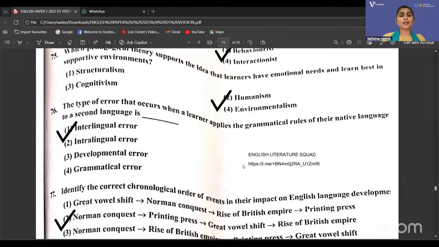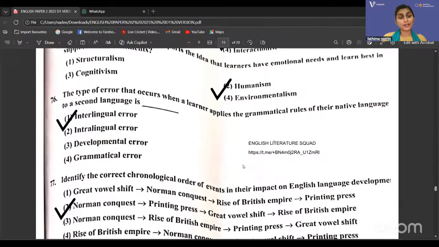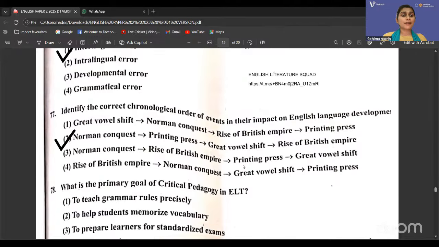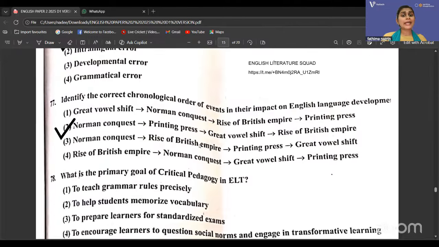The type of error that occurs when a learner applies the grammatical rules of their native language to a second language is option number 1, interlingual error. Okay, interlingual error. So option 1 would be the correct answer. Now coming to 77th question. Identify the correct chronological order of events in their impact on English language and development. So the option number, it is option number 2. That is the correct answer.